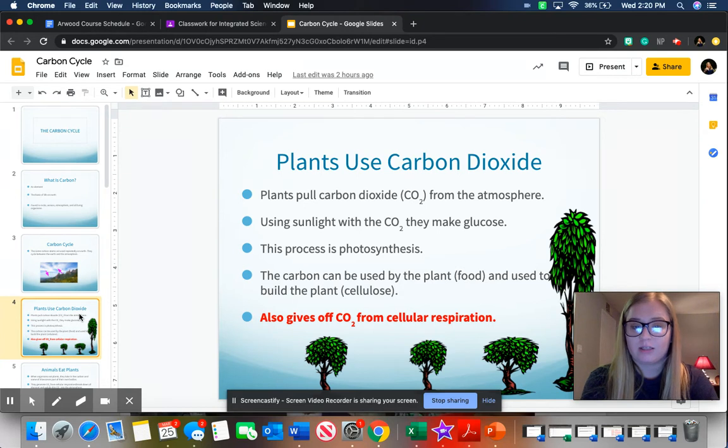Plants use carbon dioxide, so they pull that carbon dioxide from the atmosphere or the air, and they also use sunlight with carbon dioxide to make glucose. That's photosynthesis. Then carbon can also be used by the plant for food, and it can be used to build cellulose, which kind of gives the shape of the plant. And then it also gives off carbon dioxide from cellular respiration.